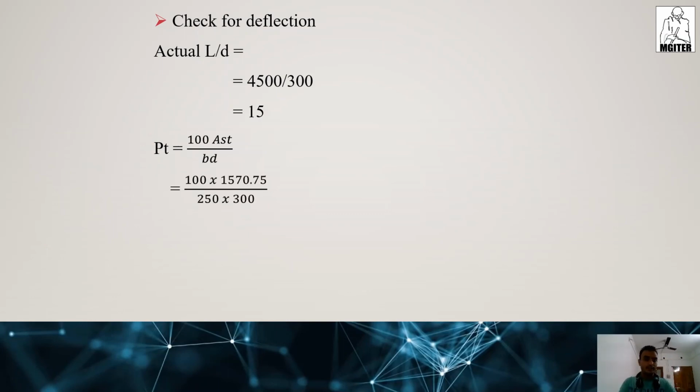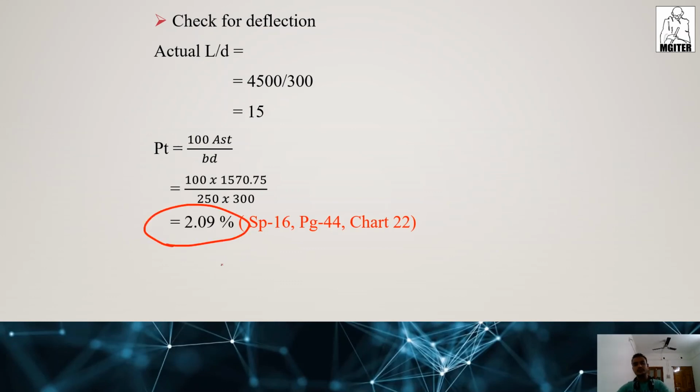So 100 into 1570.75 divided by 250 into 300. So we got a value pt is 2.09 percentage, and maximum length by d ratio is 21.95. How did we get this value?